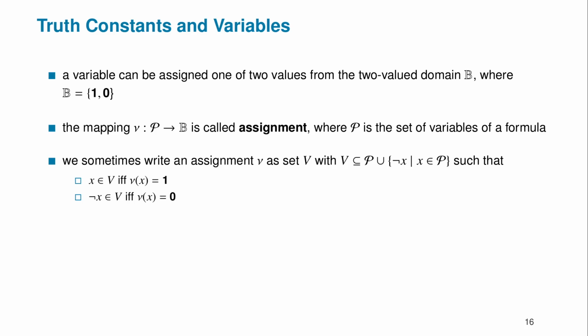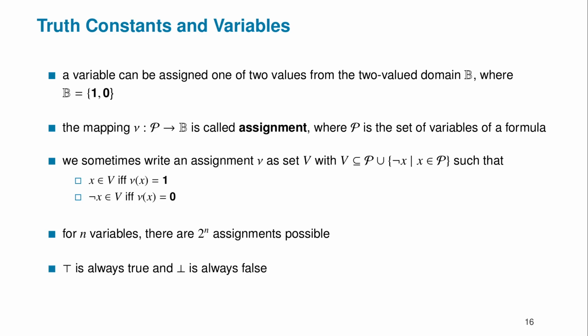We can either write it down as a function, or we can write it down as a set of literals, and those variables included in this set, either negated or not negated, are assigned a specific value. And if we have n variables, there are 2 to the power of n assignments possible. This is not so hard to see. For each variable we have 2 assignments. If we have n variables, we have 2 times 2 times 2 gives 2 to the power of n assignments. And the truth constant top is always true, and the truth constant bottom is always false. Yeah, there is no choice here.